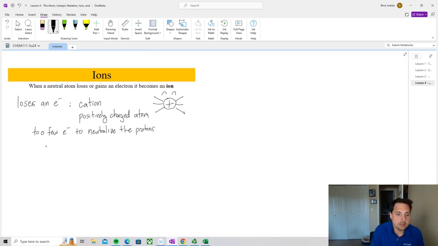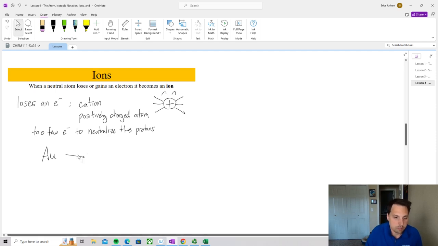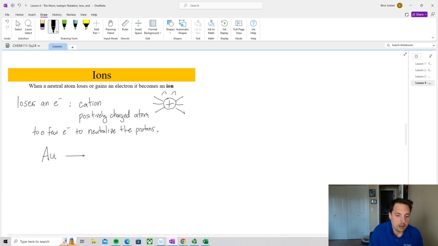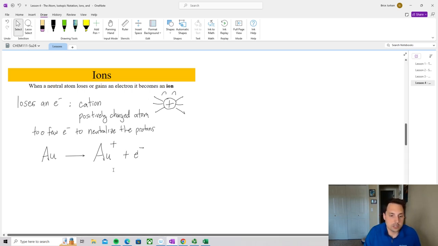An example of this could be pretty much any metal. So if we have a gold atom, gold can lose an electron, and we can write it like this. Why did it do that? Okay. It can lose an electron, and when it does, it becomes positively charged. And this is how you write an ionization equation.